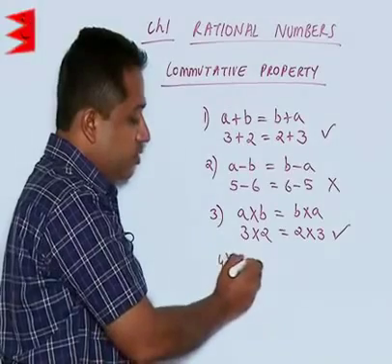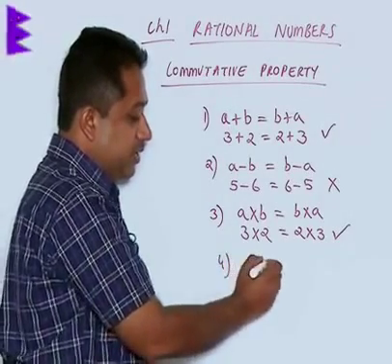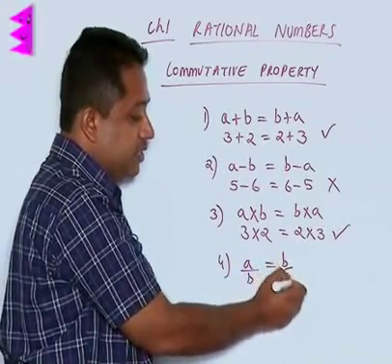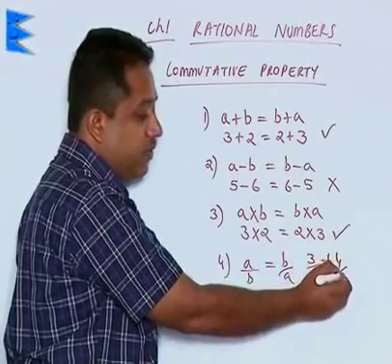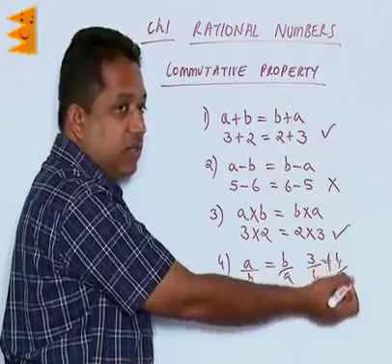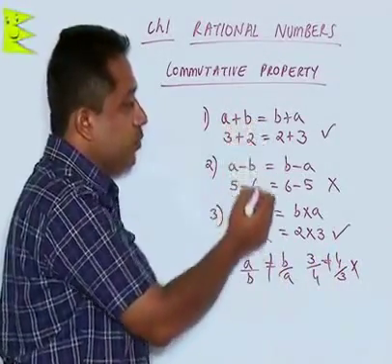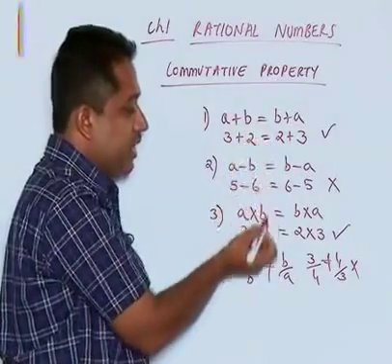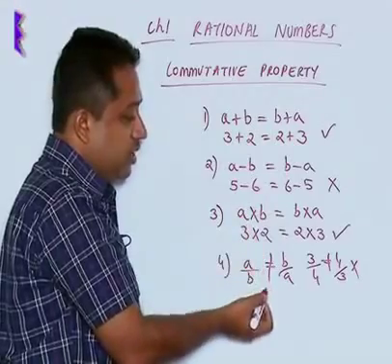The last case we are going to check is division. Is A by B, that is A divided by B, the same as B by A? The answer is no, because 3 by 4 is not the same as 4 upon 3. 3 divided by 4 is something else, and 4 divided by 3 you will get a different value. They are not equal. So we find that the commutative property is true only in case of addition and multiplication. It is not true for subtraction or division.